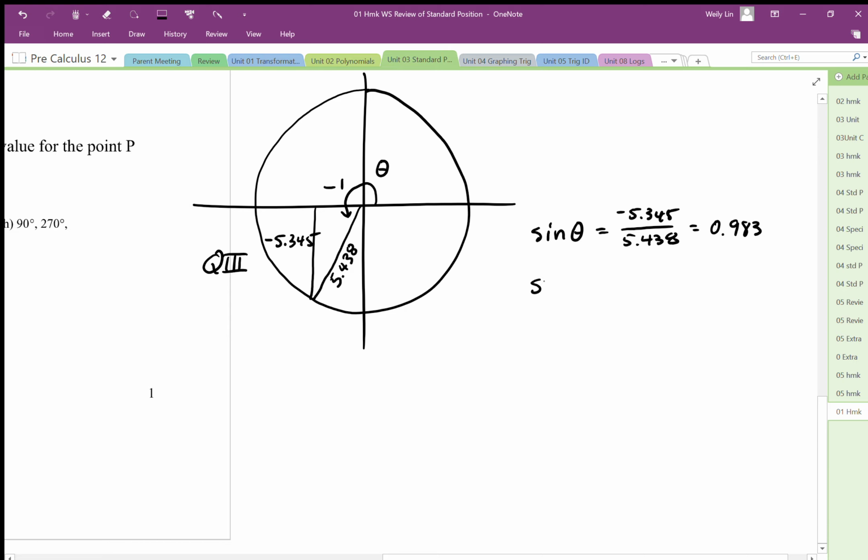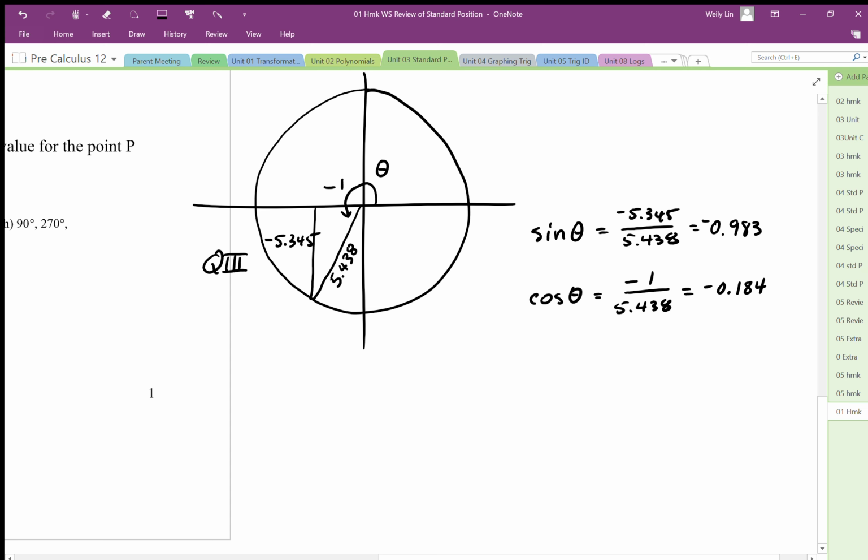The cosine is going to be based on the x coordinate, so cosine theta is going to be equal to negative 1 over 5.438. So when I do negative 1 divided by that, we get approximately negative 0.1838. So I'm going to round that to negative 0.184. So those are my sine and cosine ratios.